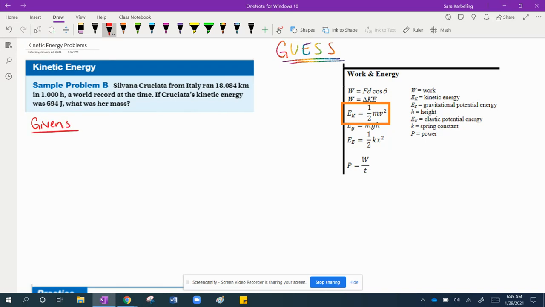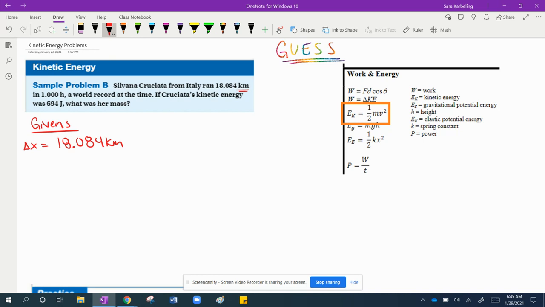And making out a givens list is really nice because it just kind of gets everything out there so that you know as much as you do from the problem. So reading through the problem, I'm going to look for some numbers or look for some other details. The first one that I see is this 18.084 kilometers. Now, it doesn't say exactly what that is, but I can use my clue of the units to figure out what kind of a measurement it is. It says kilometers, which I know is a measure of distance. So that tells me that this is kind of like her distance or maybe her displacement.